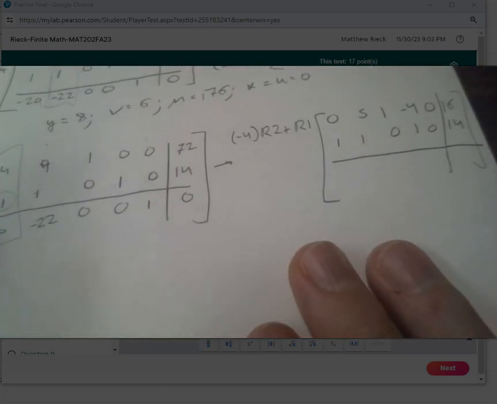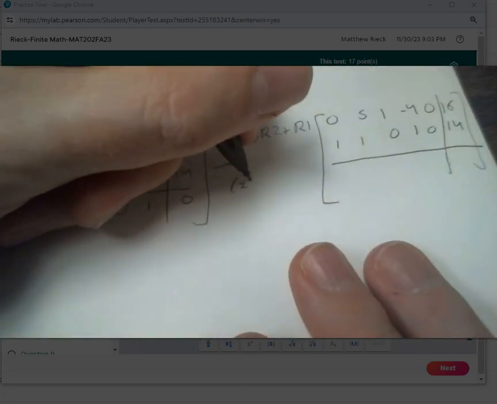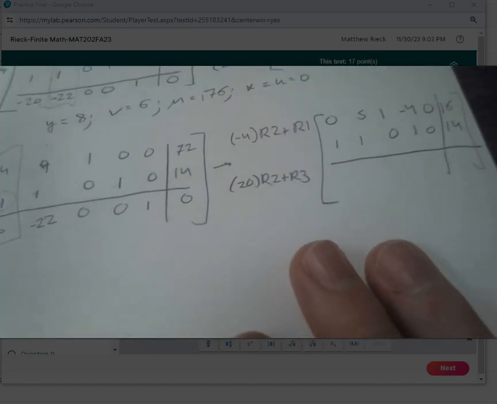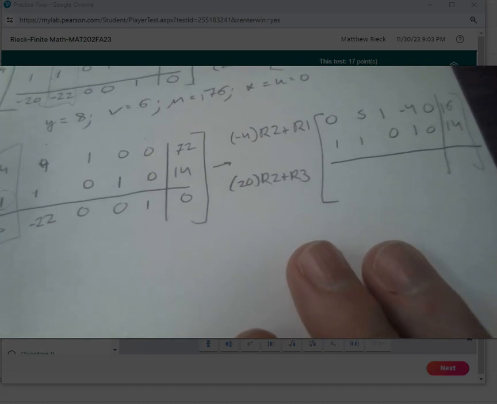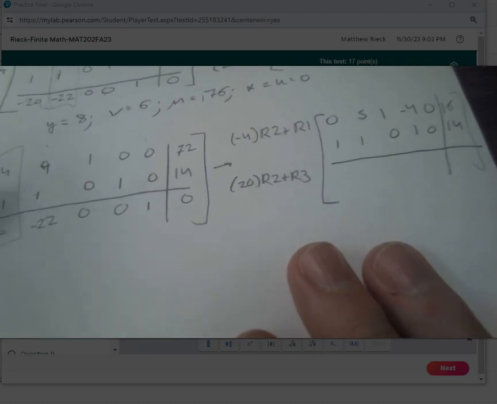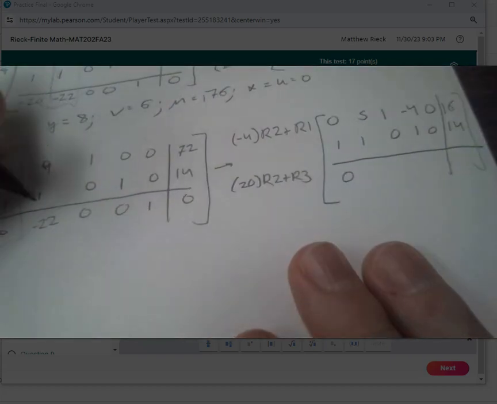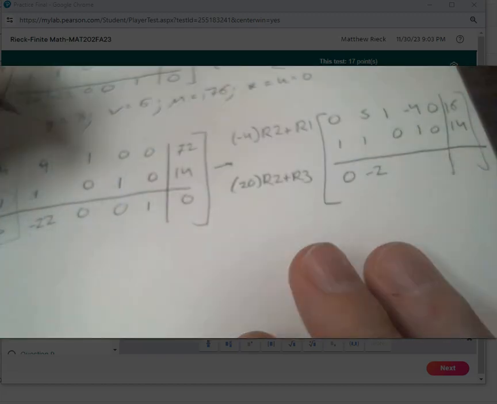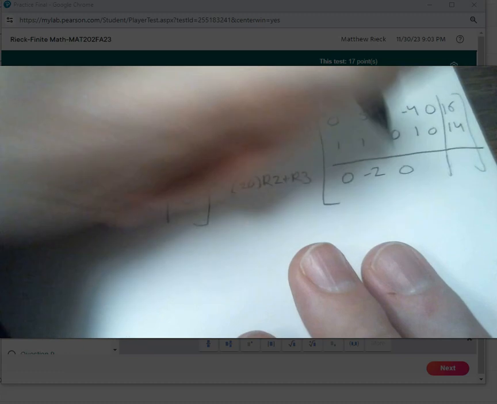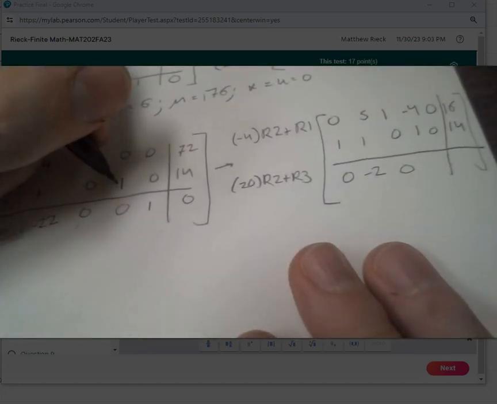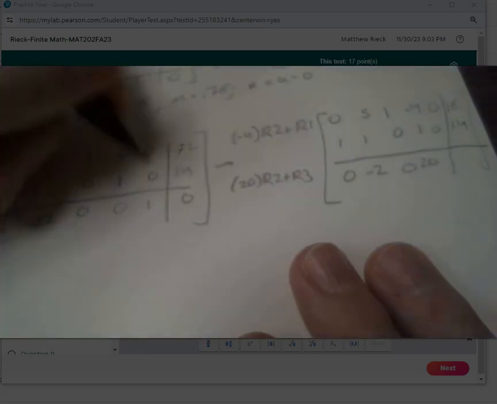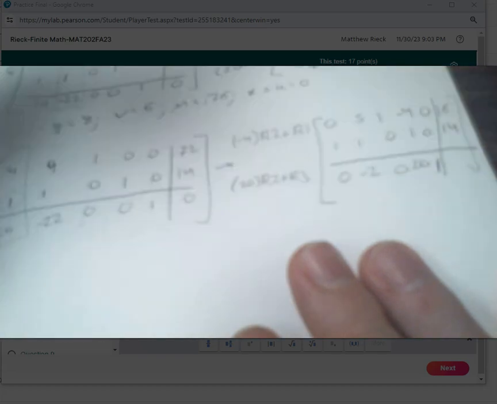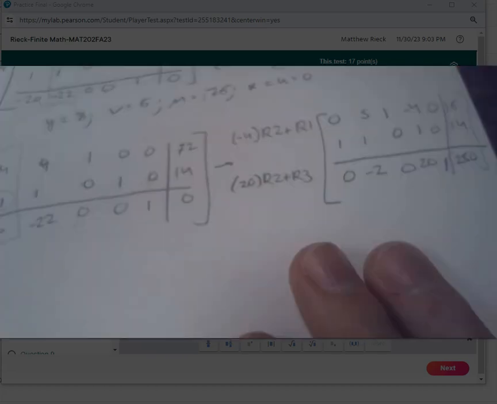All right, and then we want to get a 0 here as well. So to do that, we're going to take 20 times row 2 and add it to row 3. So 20 times 1 is 20, plus -20 is 0. 20 times 1 is 20, plus the -22 is -2. 0 plus 0 is 0. 20 times 1 is 20, plus 0 is 20. And 20 times 0 is 0, plus 1 is 1. And finally, 20 times 14 is 280.